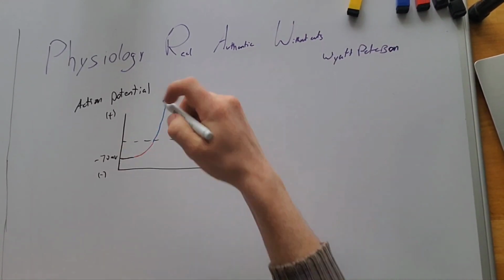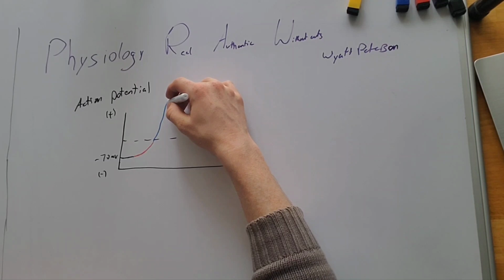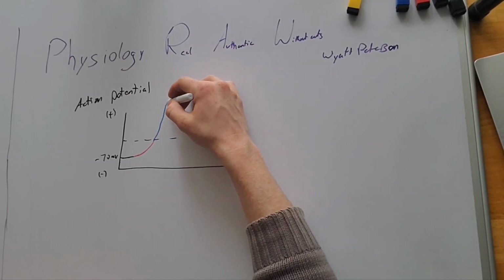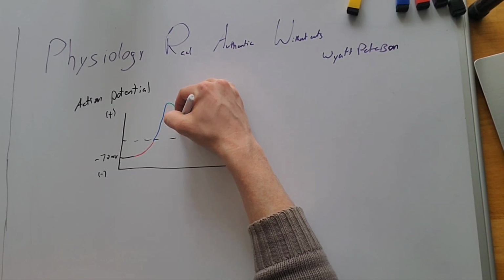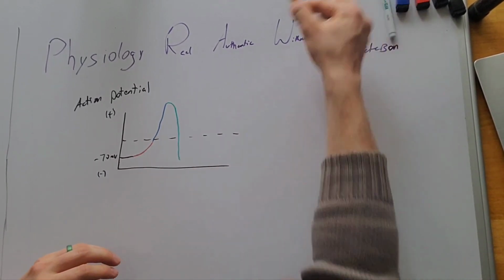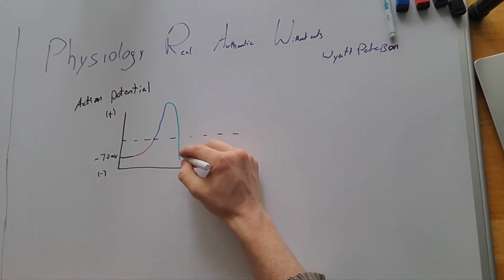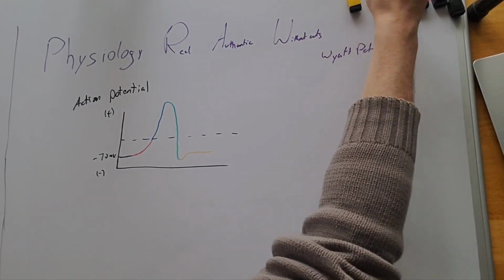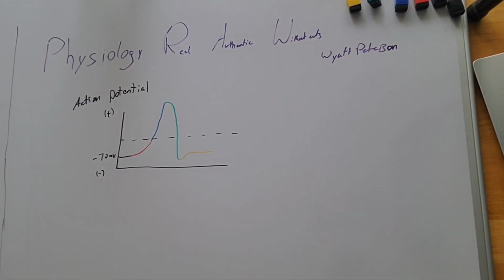and then once it gets to a certain point, or after a certain amount of time, it'll repolarize, going down, and then we'll get to a hyperpolarization, and then back up to homeostasis at that 70 millivolts. So this is like a little diagram of the action potential, what it looks like.